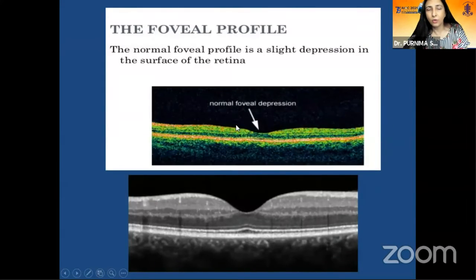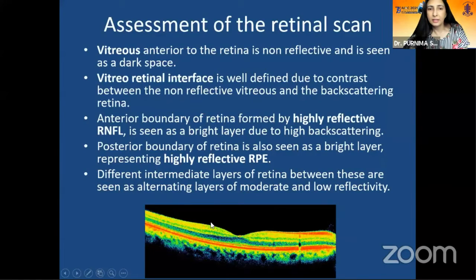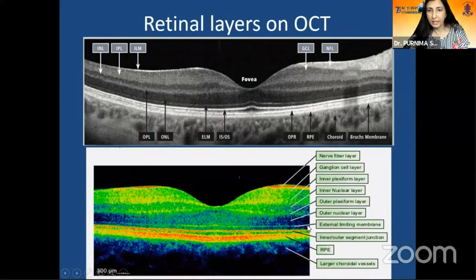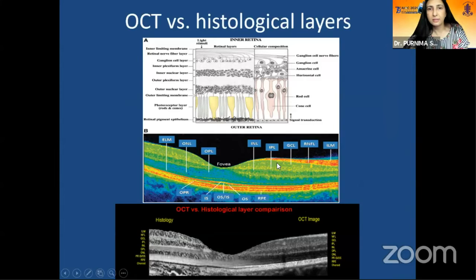Now coming to the normal retinal OCT, we see the fovea as a depression, and the anterior and the posterior most boundaries are very well defined because of high reflectivity from the vitreoretinal interface as well as the RPE. These are the various layers of the retina, and this is a histopathological correlation.